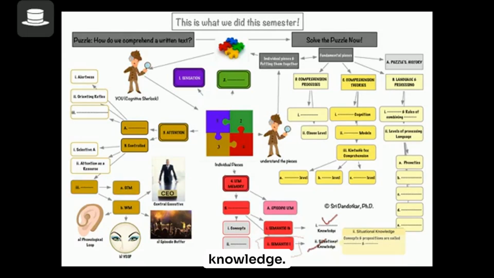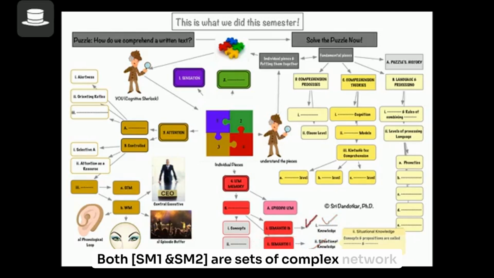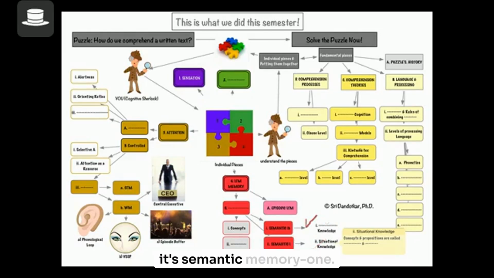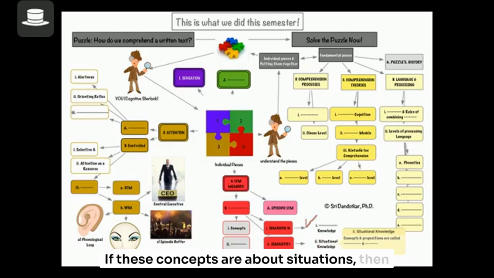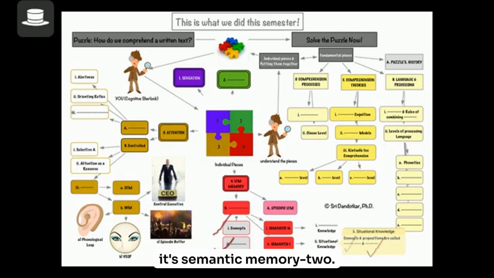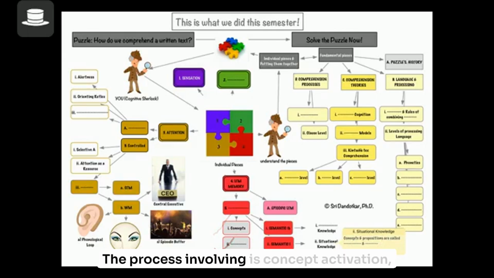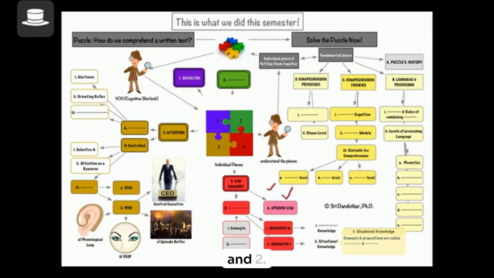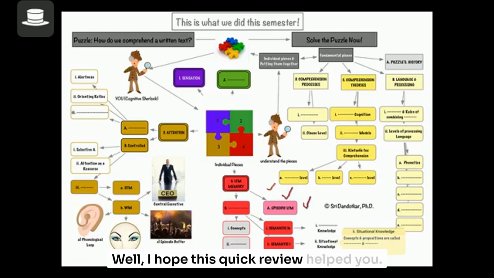Situational knowledge. Both are a complex network of concepts. If the concepts are about objects and ideas, it's semantic memory one. If these concepts are about situations, then it's semantic memory two. And we also talked about schemas, scripts, and concept activation. The processes involved are concept activation, spread of activation, and search intersection. These things apply to both semantic memory one and two. Well, I hope this quick review helped you. And I'll go over the other three handouts.